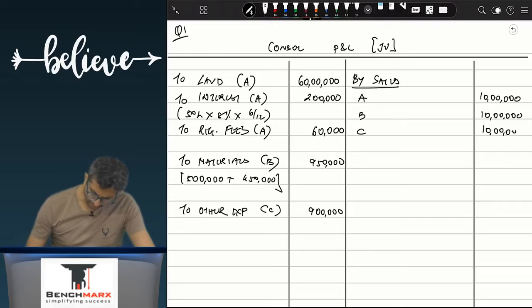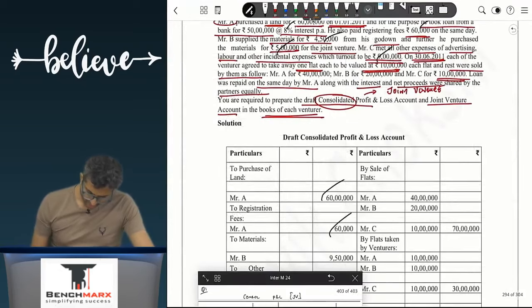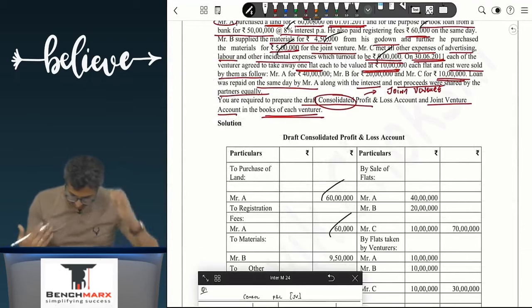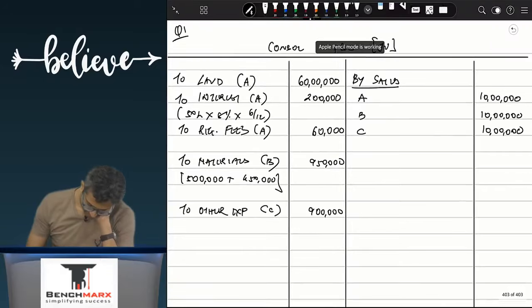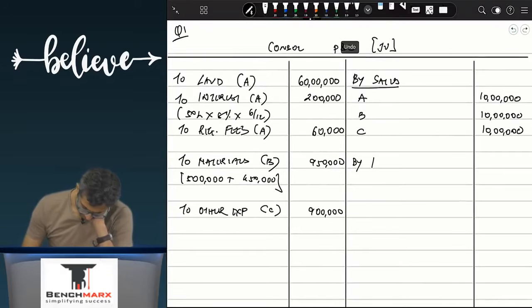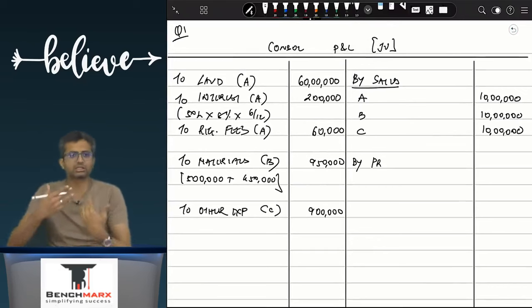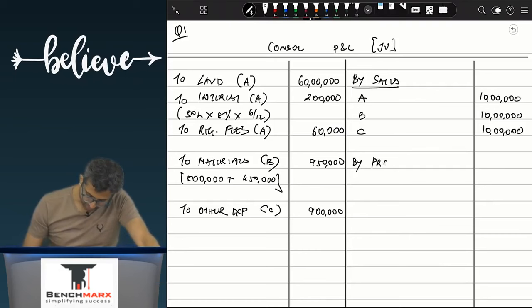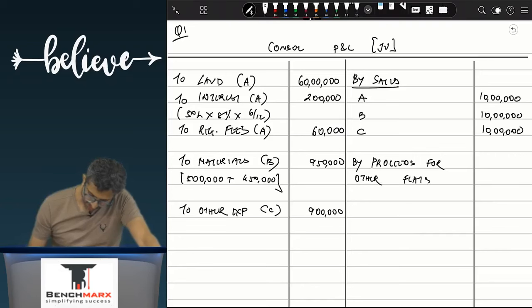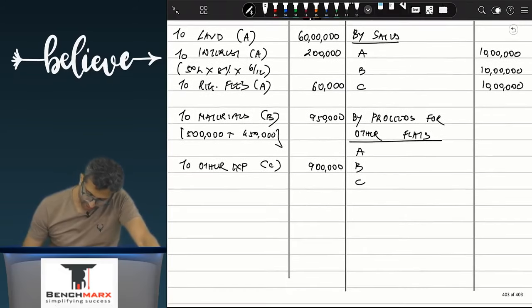Apart from that, what does the question say? Each of these venturers took over a flat and the rest were sold by them as follows: by Mr. A, 40 lakhs, B, 20 lakhs and C at 10 lakhs. By proceeds, then? By proceeds. For the venture, it is like I am giving the flat against what they have bought in. By proceeds from other flats, again A, B and C. How much is that? 40, 20 and 10. Now, I think that's it.